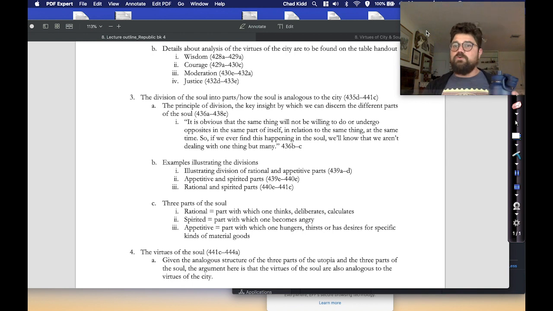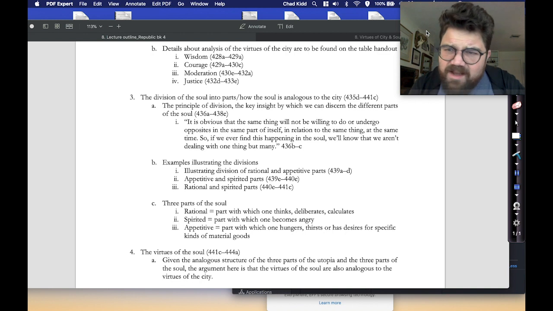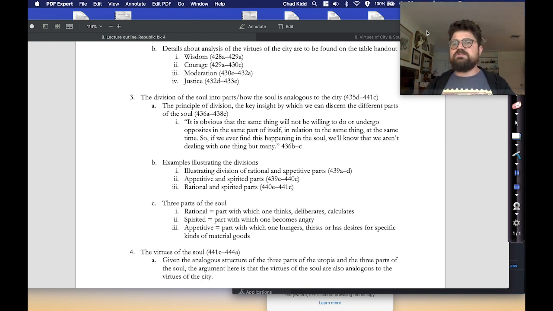This is new, really, with Plato, and I'll talk a little bit more about this in the discussion section, if you like, how this is new, why I think this is new, at least new with Plato. So, what he does to divide the soul into parts is he starts off with a statement of a principle.